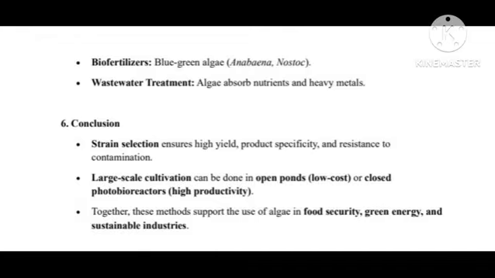And conclusions. First, strain selection ensures high yield, product specificity, and resistance to contamination. Second, large scale cultivation can be done in open ponds, which are low cost, or closed photobioreactors, which give high productivity. And third, all together, these methods support the use of algae in food security, green energy, and sustainable industries also.